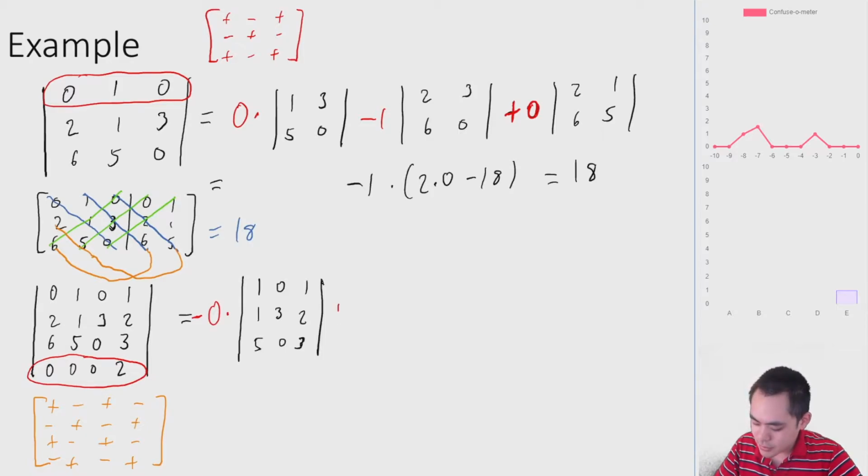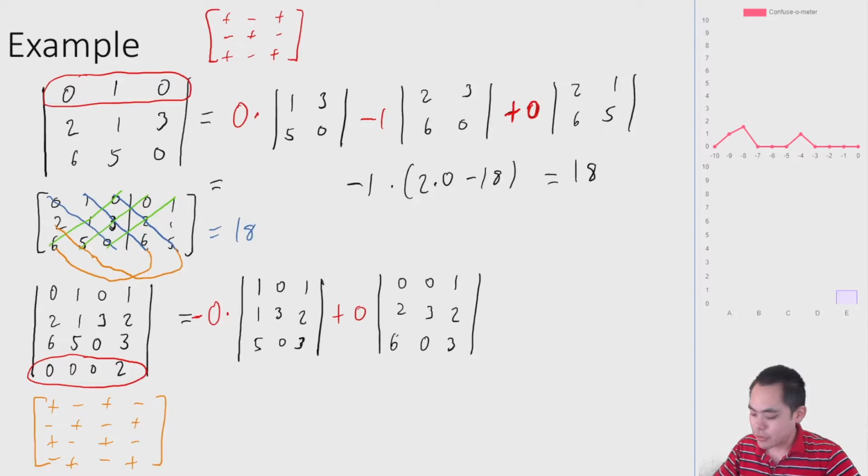And then plus 0 times, well, this is the second column, and you're getting rid of the bottom row. So this is going to be 0, 0, 1, 2, 3, 2, and 6, 0, 3. Again, it doesn't matter because it's a zero entry, but let's try to do it correct. And please catch me if I make a mistake here. So this here is going to be the bottom row third entry. So we're subtracting those out. So this is going to be 0, 1, 1, 2, 1, 2, and 6, 5, 3.